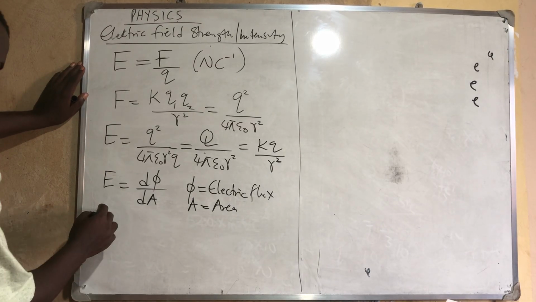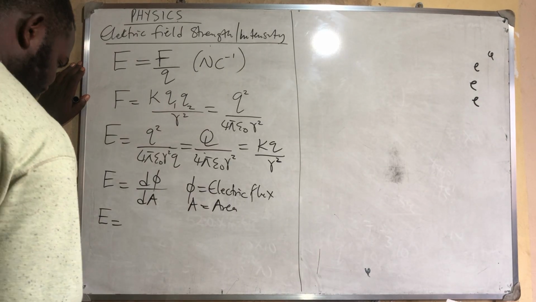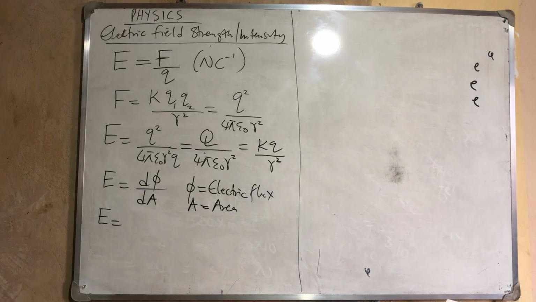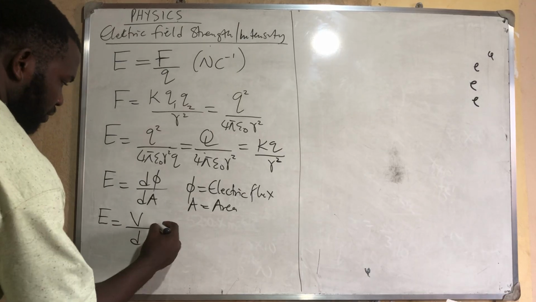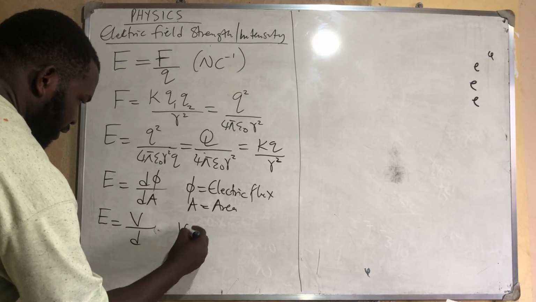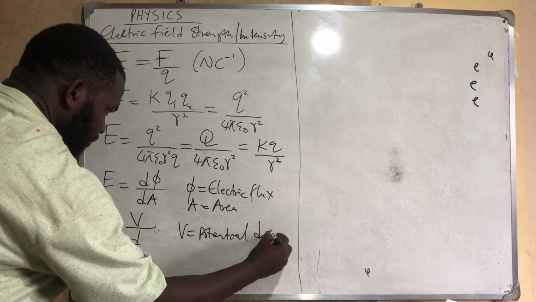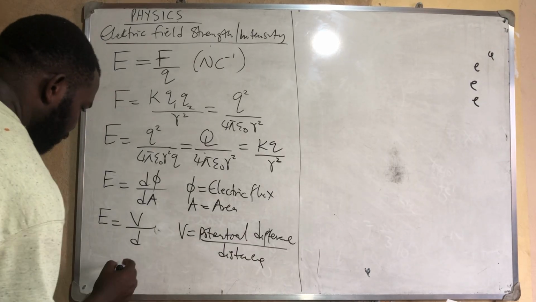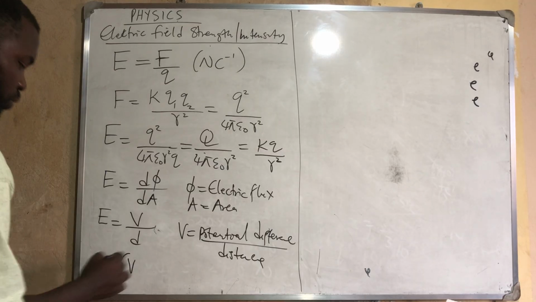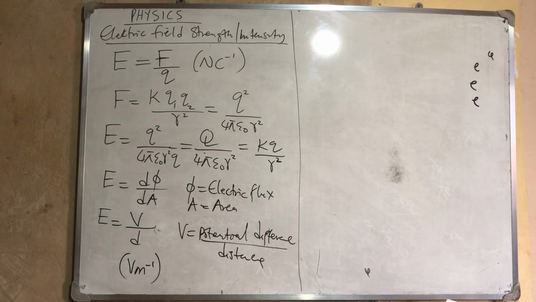Another formula for electric field intensity is potential difference all over distance, the rate of potential difference to the distance. So you have potential difference V all over the distance, where V is equal to potential difference all over the distance. If you remember that potential difference is measured in volts and distance is measured in meter, so volt per meter is another SI unit of electric field intensity.